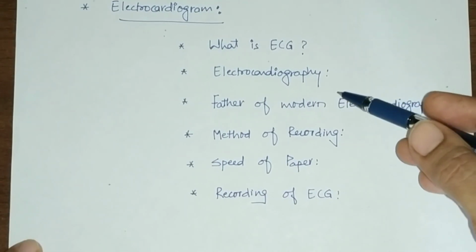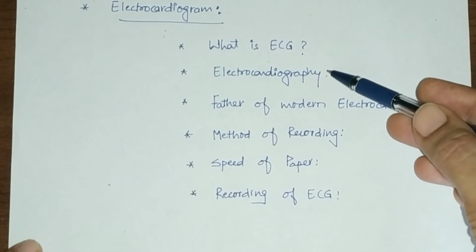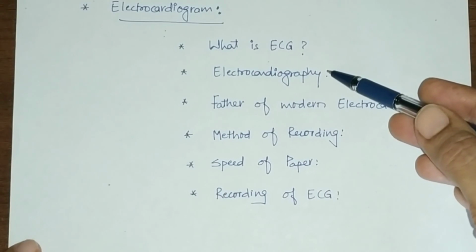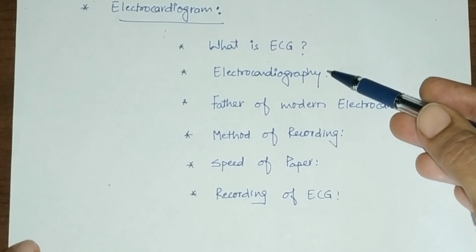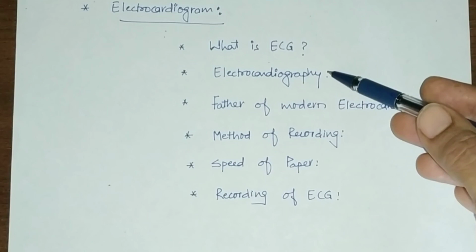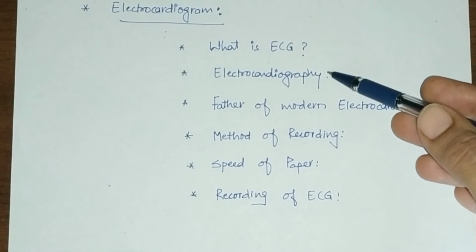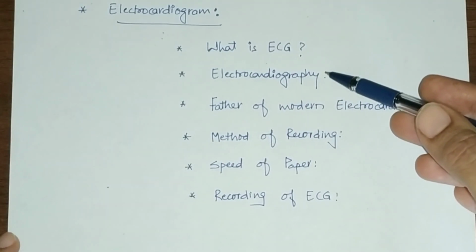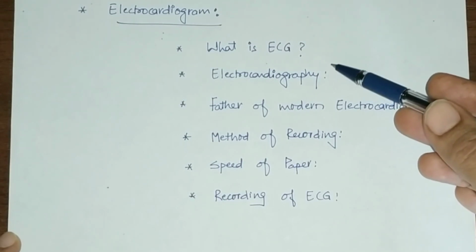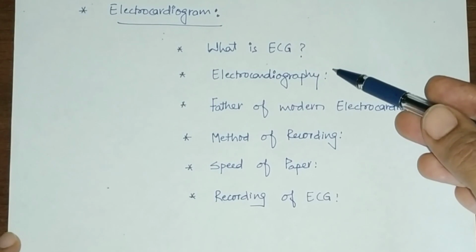Now, what is electrocardiography? Electrocardiography is the method of recording of electrocardiogram and it is the extracellular recording of summated electrical events of all the cardiac muscle fibers, and these events are generated with each heartbeat.